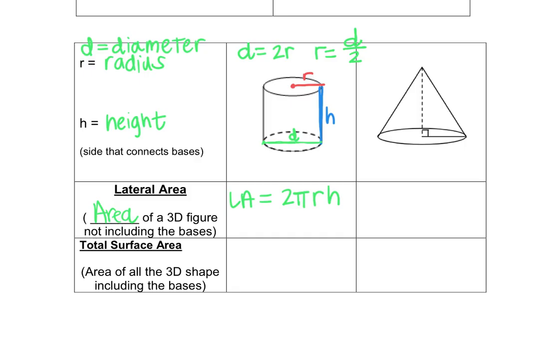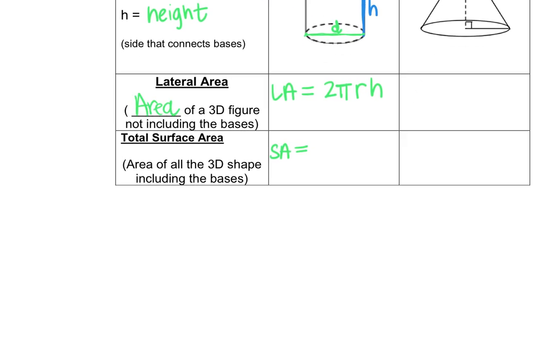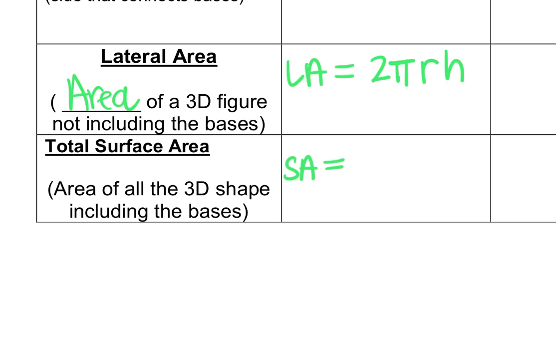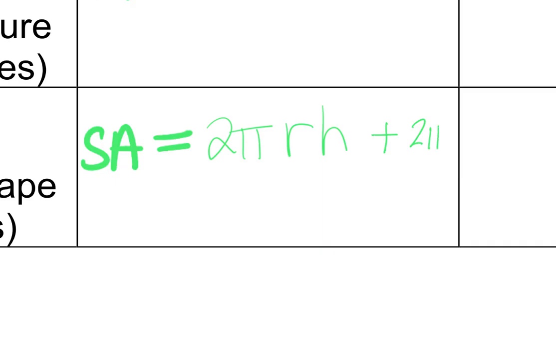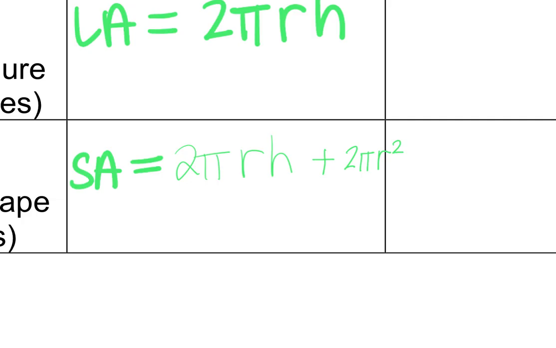For your total surface area, so SA, your formula is going to be not just the lateral area, but also another part that's being added to that. So it's going to be 2 pi RH plus 2 pi R squared. Okay, so 2 pi RH plus 2 pi R squared. That is your surface area.